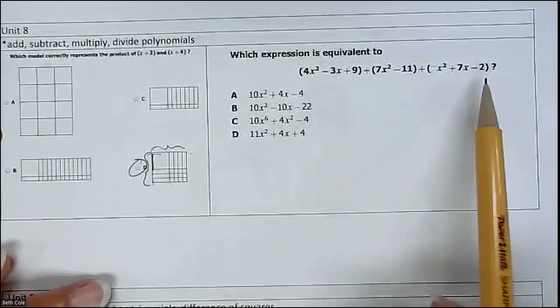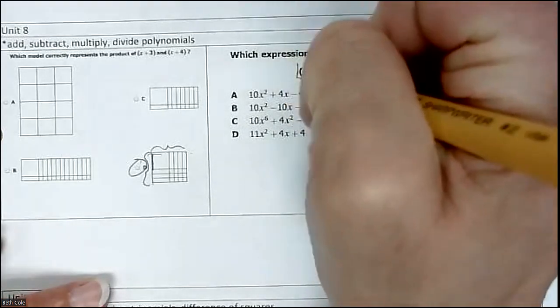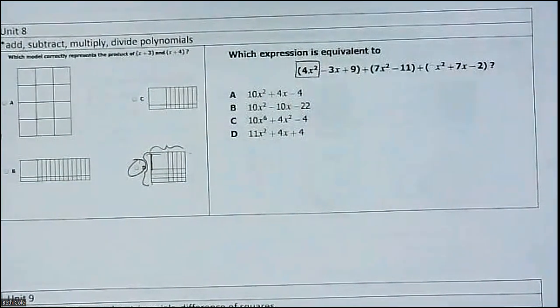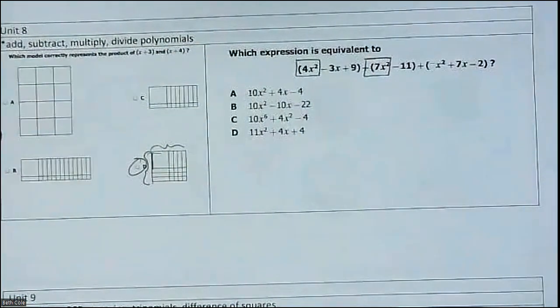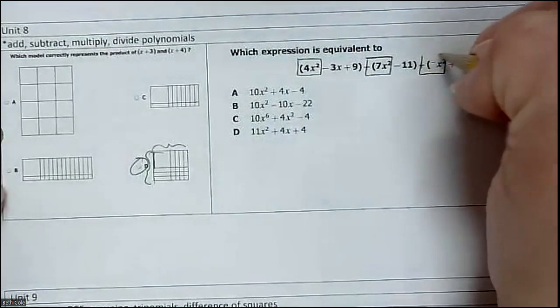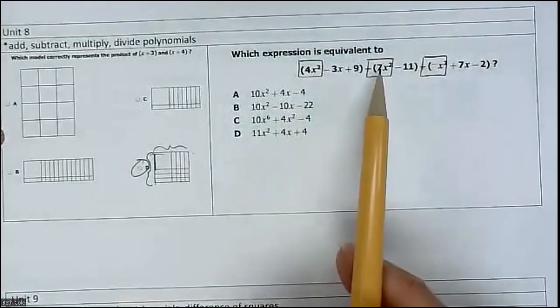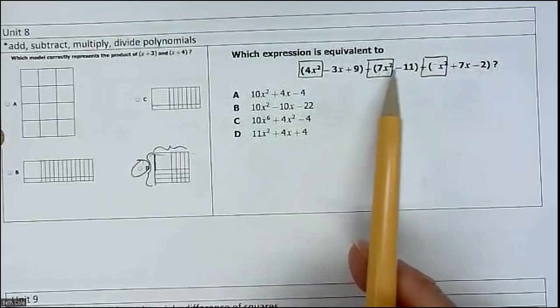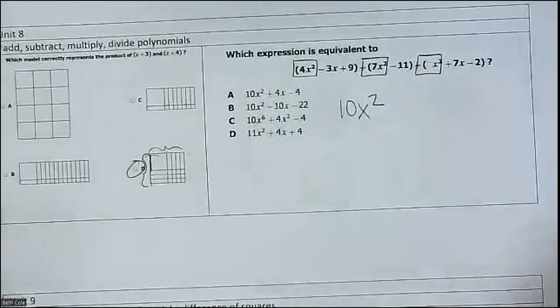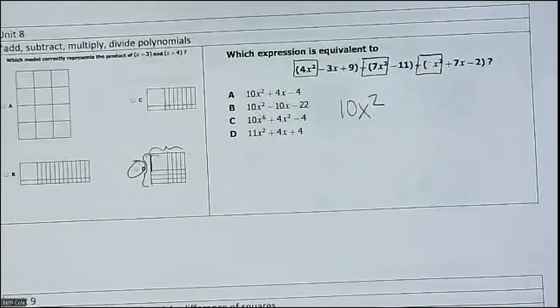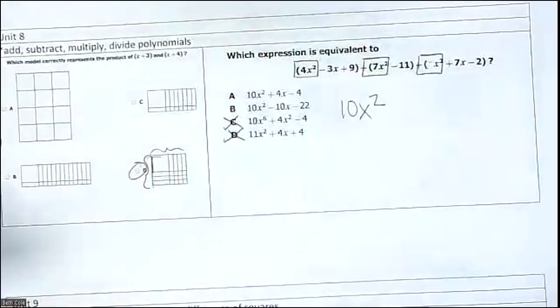All right, here, we're adding all these together, so it's like terms. What matches with the 4x squared? Good, 7x squared. Anything else? Negative x squared. So 4 plus 7 is 11, minus 1 is 10x squared. So actually you can go ahead and get rid of 2 of the choices right off the bat. You need a 10x squared, so what can you get rid of? Yeah, the bottom 2, C and D.